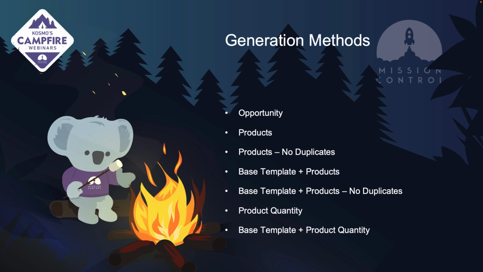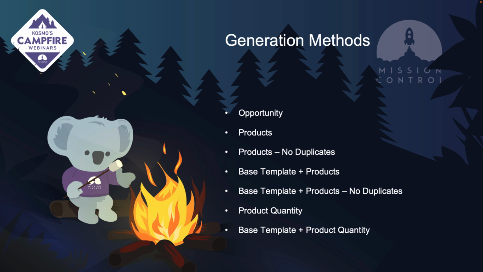The products no duplicate method will allow you to duplicate products on your opportunity level, but will not duplicate the milestone on the project. Base template plus products will allow you to create a base template and in addition to that template add on additional milestones. Same for the base template plus products no duplicates. The same process is followed that no milestone will be duplicated during the process of the project being generated.